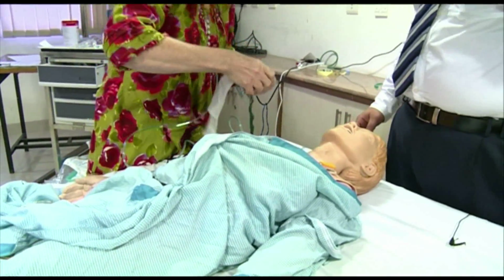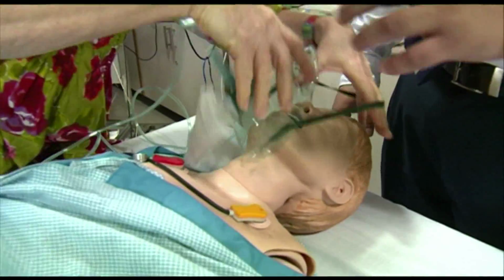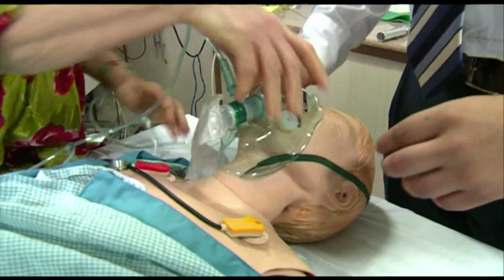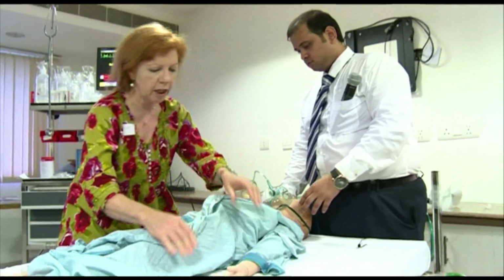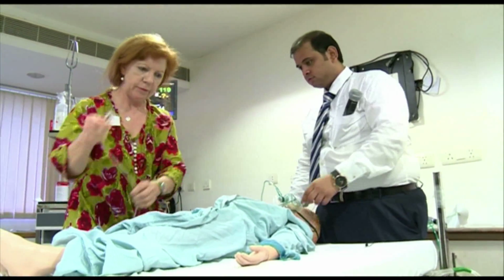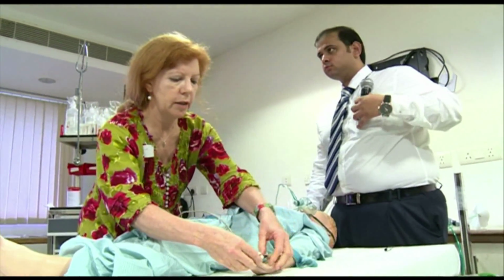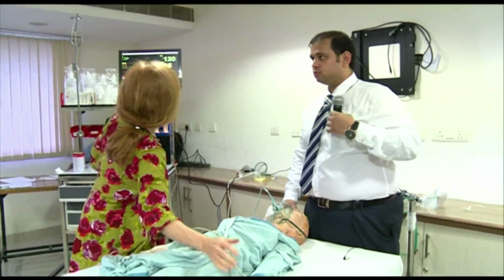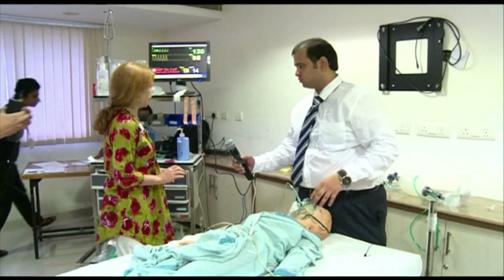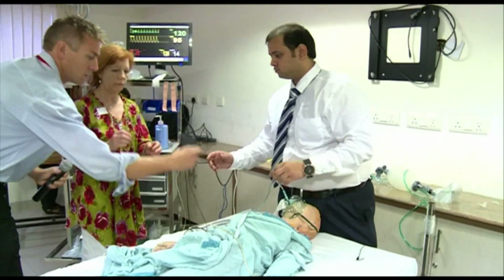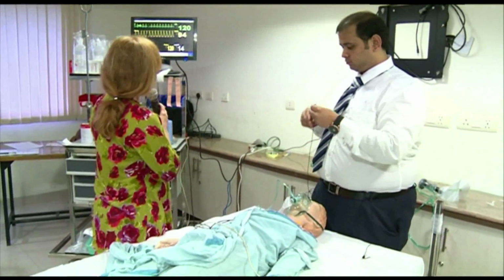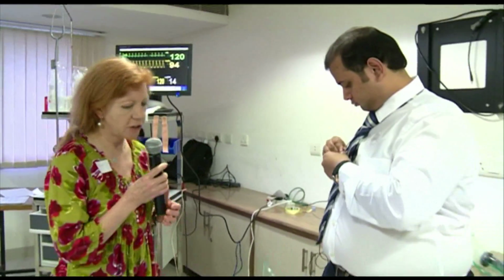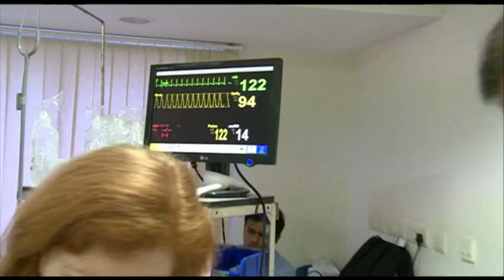Okay, so does he have a patent airway? Yes, he has a patent airway, so we'll just attach the oxygen. Presently, let's get the saturation on. Got the monitoring, 119 is the heart rate. Saturation monitors on, heart rate's 120. Okay, so with a heart rate of 120, the saturation's 94. We've got oxygen on.